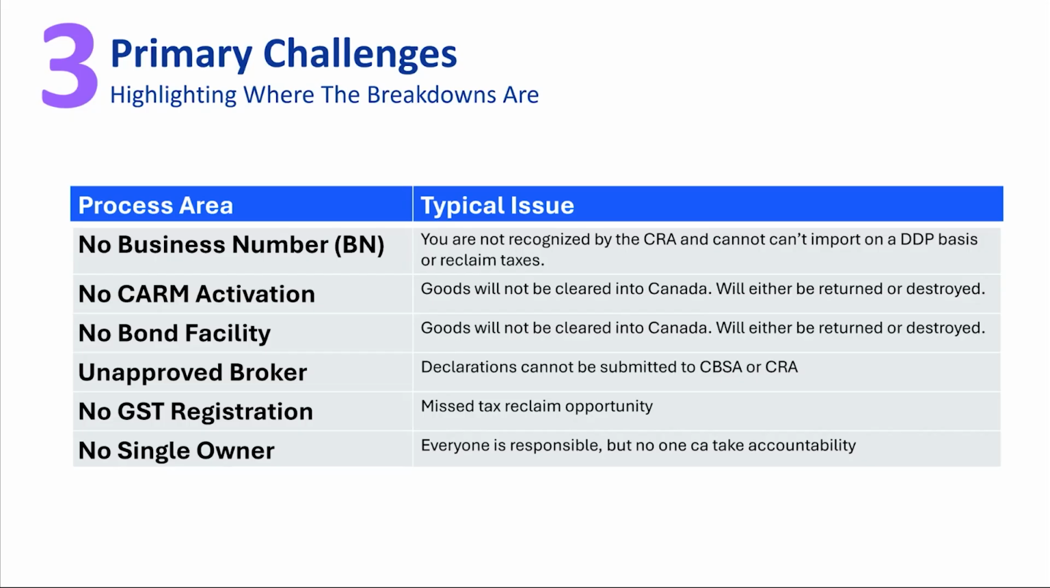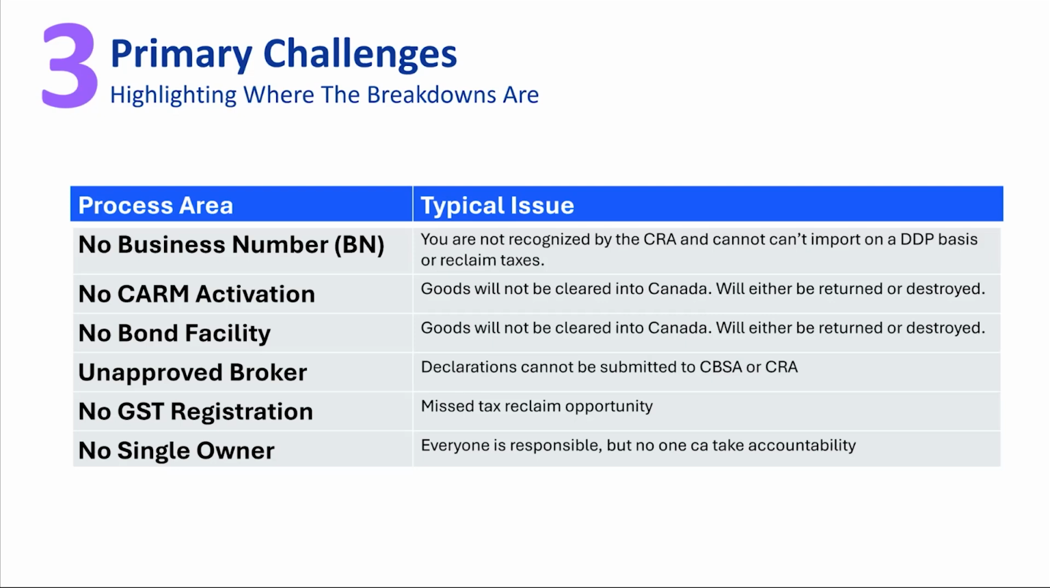If we now look at it from an unapproved broker perspective, your broker needs to be approved with the Canadian border agency, with the CBSA, because they need to be able to integrate from a back-end perspective with the CARM portal to ensure that all data and documentation is submitted correctly. So if your broker is not approved by the CBSA, again, you'll find issues and delays until you've appointed a broker that is approved with the Canadian border agency.